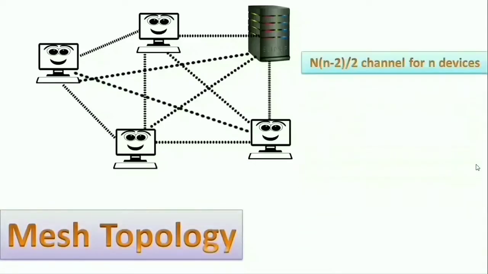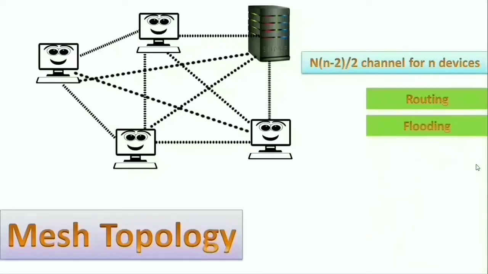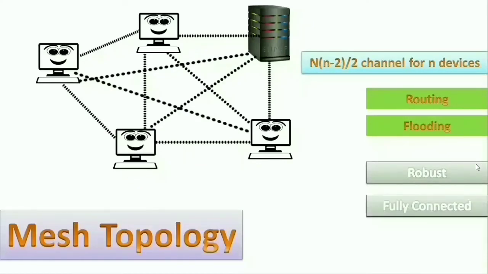One is routing. In routing, the computers or hubs already have an algorithm which finds the best and shortest way to send the data. And another is flooding. In flooding, the data is flooded to all the nodes. Now this topology is robust. It is fully connected and it's secure. And the best example of this topology is P2P connections like uTorrent, BitTorrent, etc.